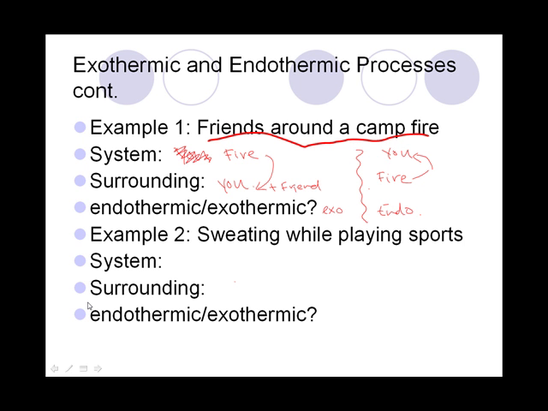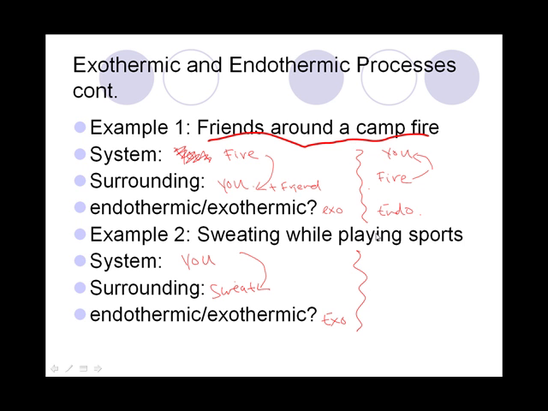Let's take a second example of you sweating while playing sports. And let's define the system as first you, okay, and the surrounding will be the sweat. Then the heat is flowing from you to the sweat, and so that will be considered an exothermic process.